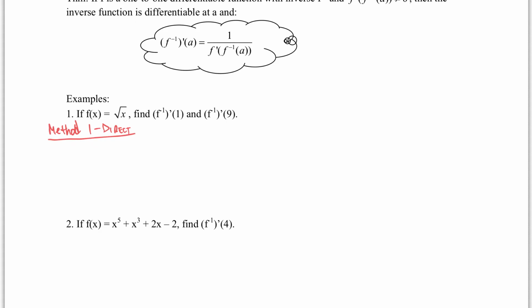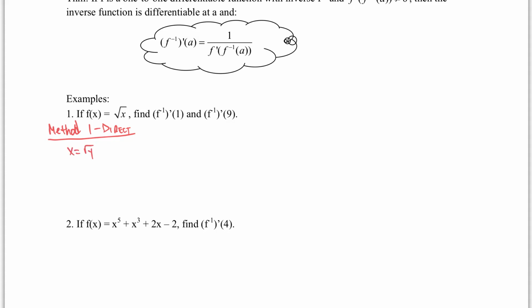First thing, how do I find the inverse? To find the inverse, I need to switch the x and y. So this problem tells me that f of x equals the square root of x. I need to find the derivative of the inverse at 1, and the derivative of the inverse at 9. So in my direct method, let's first find the inverse, because I'm finding the derivative of the inverse. So to get the inverse, I have x equals root y.